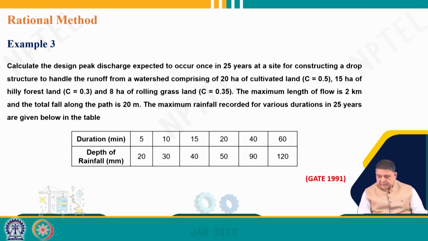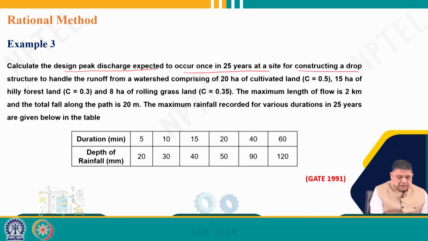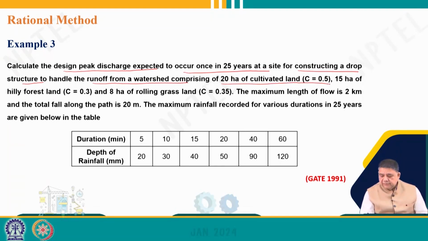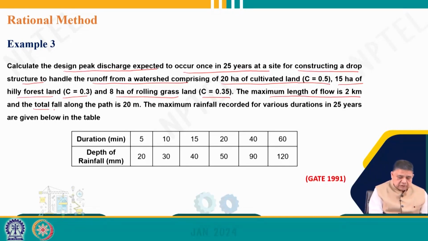Now, we will take up another example. Calculate the design peak discharge expected to occur once in 25 years at a site for constructing a drop structure to handle the runoff from a watershed comprising 20 hectares of cultivated land with C equals 0.5, 15 hectares of hilly forest land with C equal to 0.3, and 8 hectares of rolling grassland with C equals 0.35. The maximum length of flow is 2 kilometers and the total fall along the path is 20 meters.